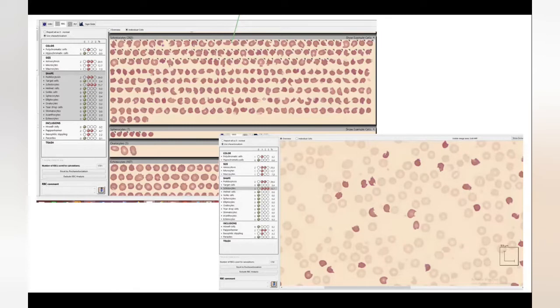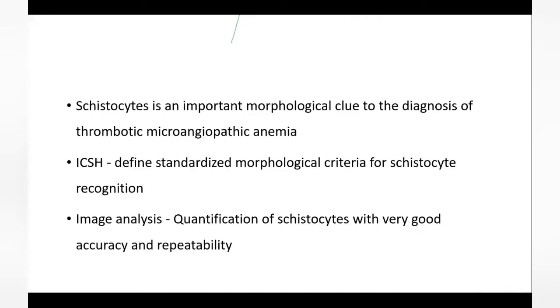The idea is you can be the pilot. It is only aiding you in reporting. And like I just mentioned, ICSH defines standardized morphological criteria for schistocyte recognition, and quantification of schistocytes with very good accuracy and repeatability is what a digital platform with image analysis can actually give you.